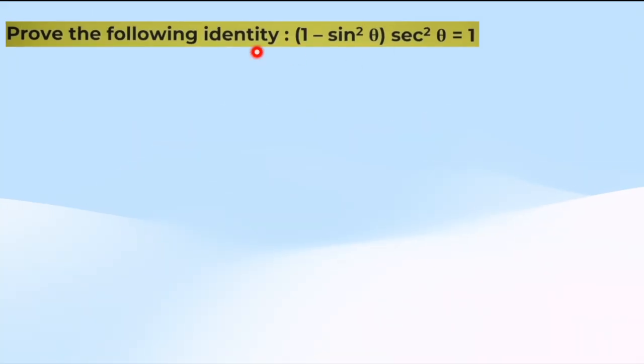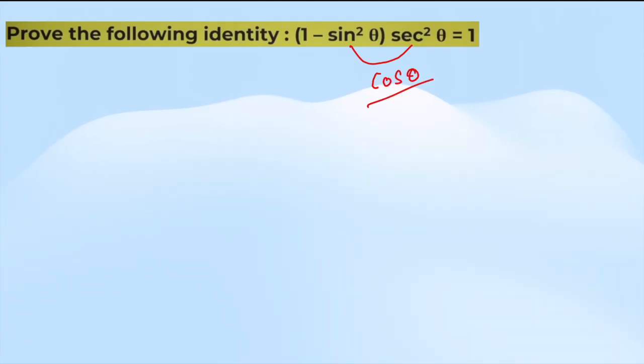1 minus sine square theta into secant square theta, and that is equal to 1. See, what is the issue here? We don't know any relationship directly between sine and sec. So how to make a relationship between sine and sec? We can convert this to cos first, and cos and sec, I know they have the relationship that is the reciprocal identity. So our task is to convert this sine to cos first.